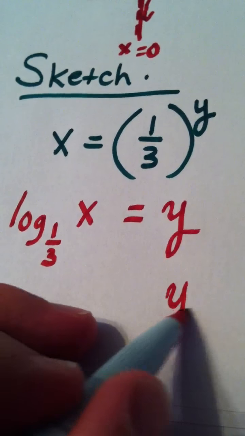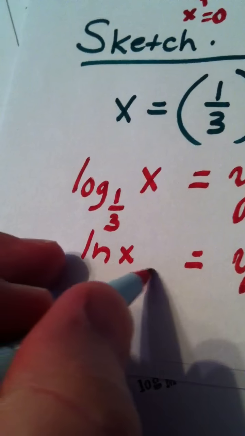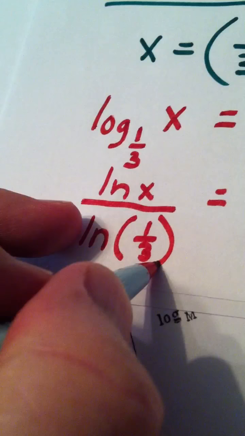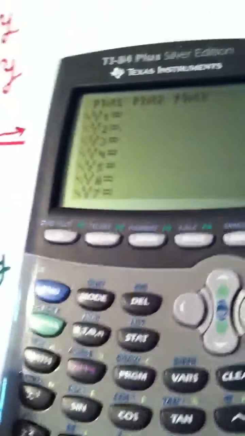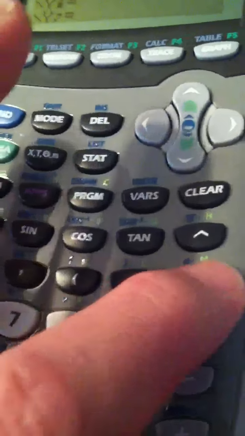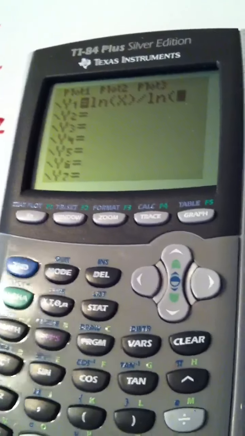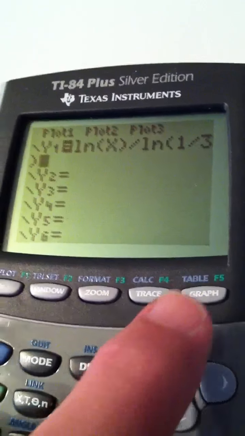And then, of course, to graph this in my graphing calculator, I'm going to need to write this as the natural log of x divided by the natural log of 1/3. So let's go ahead and type that in. Y equals, let me clear out what I have in there now, and we're going to type in the natural log of x divided by the natural log of, and I'm going to, see, it already gave me one paren, I'm going to do 1 divided by 3, close paren, there we go, and hit graph.